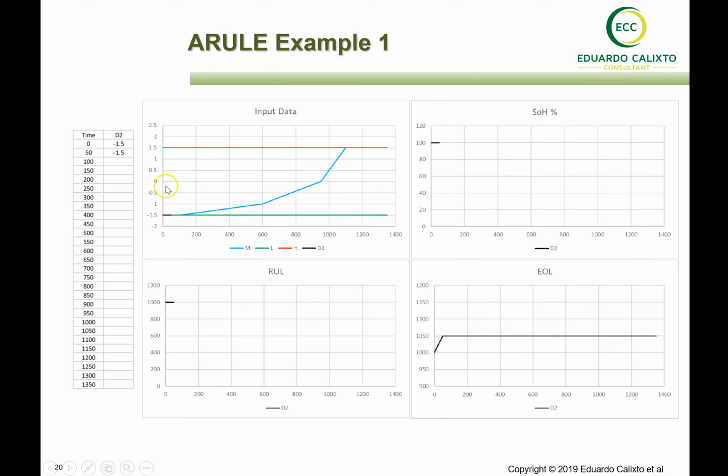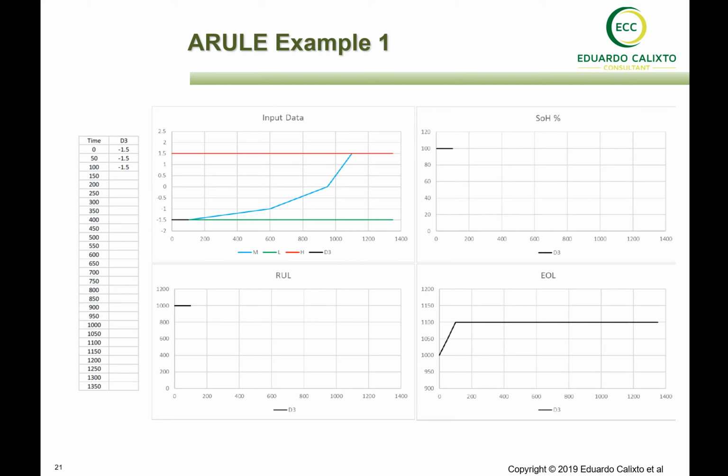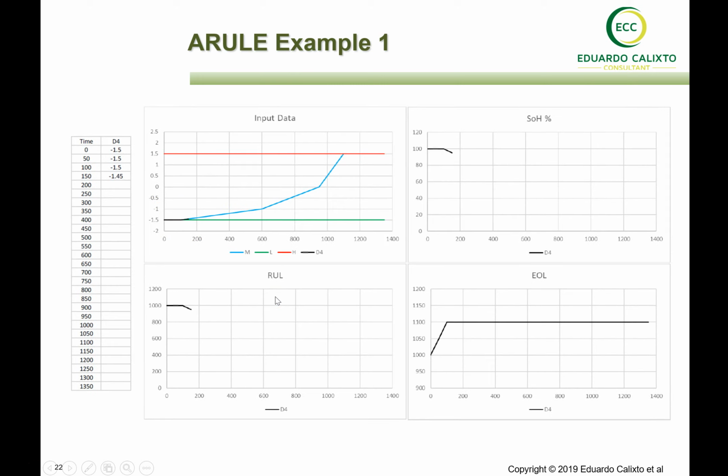That happens because that is the limit of negative operation if you have minus 1.5 here. So as you start to have points above this minus 1.5, and that is starting to happen now, in the third, when the time is 100 days, you still have minus 1.5. You are working at the limits of your operation conditions, so there's no change in remaining useful life. You still have 1000 days because the equipment is operating under the limits and there's no degradation.